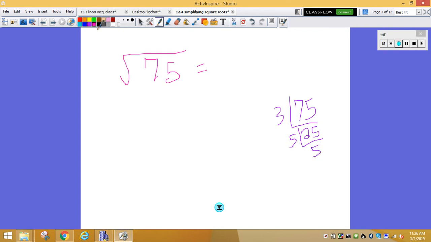So again, let's use our rules. If it appears twice, I can take it out on the outside. So there's 2 5's. So that goes on the outside. If it's only there once, it goes on the inside. So 3 goes on the inside.